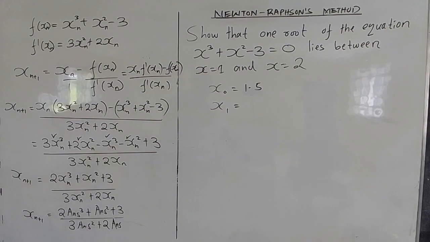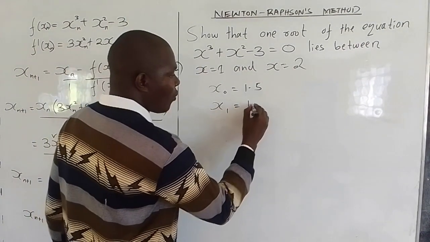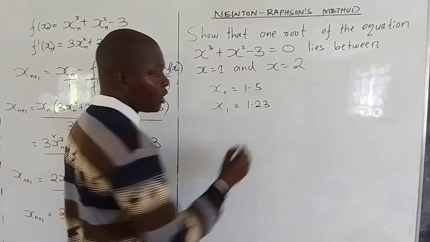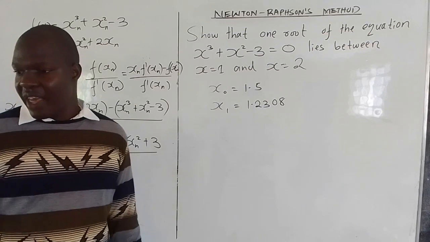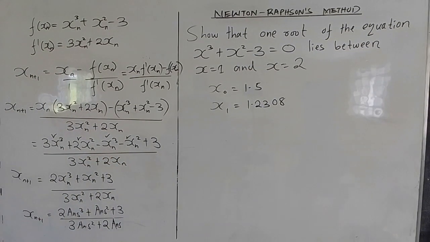What have you found? 1.2308. You are working with 4 decimal places. Is that what we have there at the back? What have you found in your case? Remember the signs I'm seeing there, it is plus everywhere. This is 3 and negative 1. This is positive 2 and negative 1.